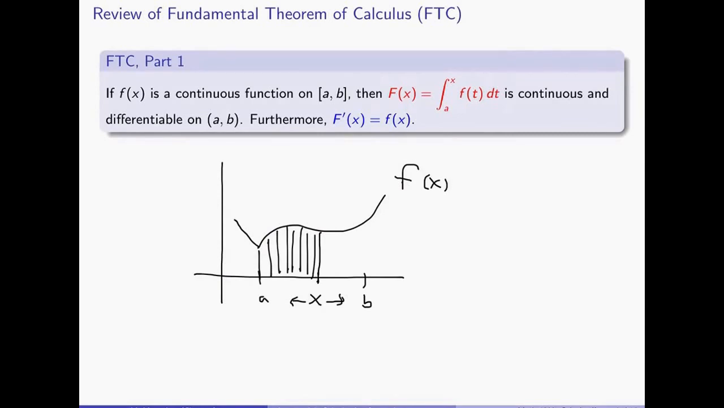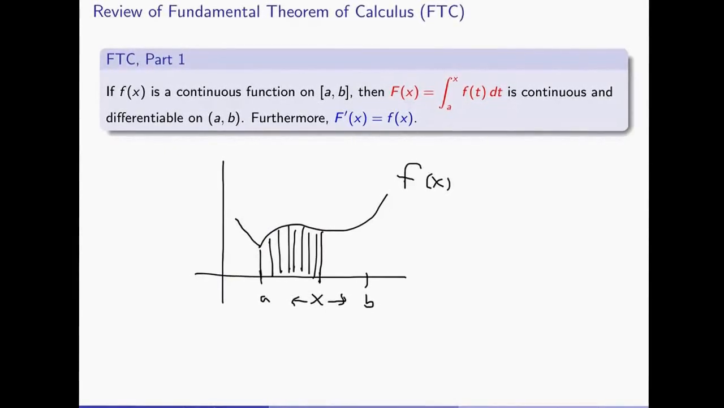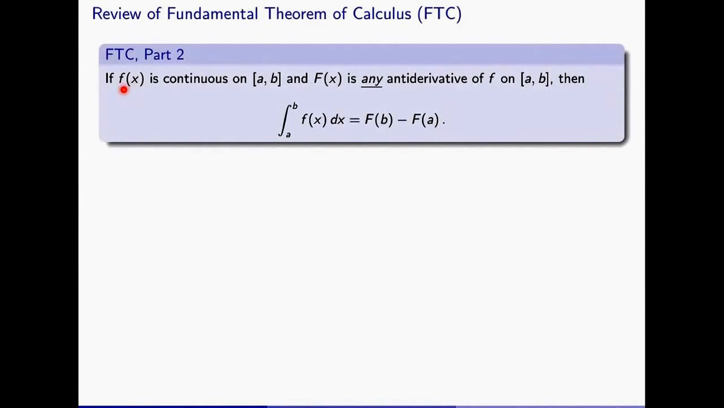Okay, so part 2 says that if f of x is a continuous function on an interval, think of f of x as like the rate of change of something, like velocity. And big F of x is any antiderivative, then if we add up our rate of change times the actual quantity on the entire interval, that's just equal to the antiderivative evaluated at the endpoints. So think of this as adding up velocity times time over the entire interval. That's just equal to the difference in positions.